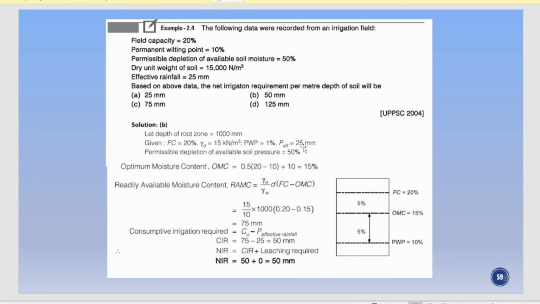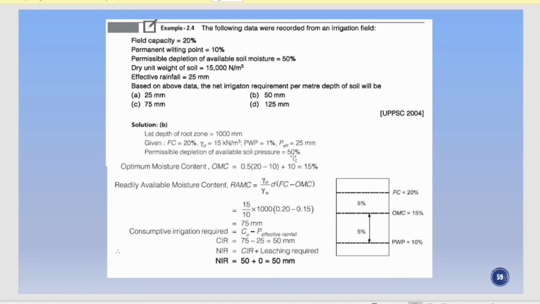Okay, depth of root zone is 1 meter, field capacity 20 percentage, gamma d is 15 kilonewton per meter cube, pwp is 10 percentage, and effective rainfall is given to you. How much is effective rainfall? 25 mm. Okay, right. So the permissible depletion of available soil water is 50 percentage.